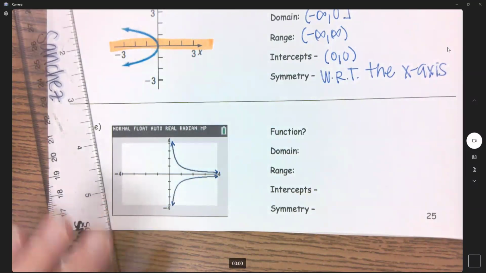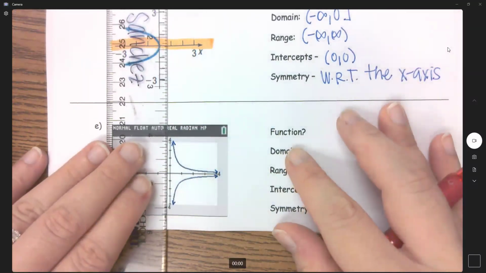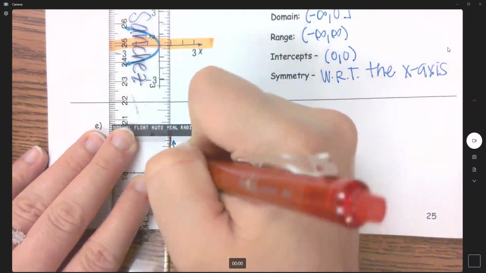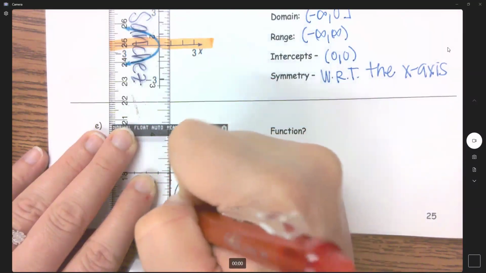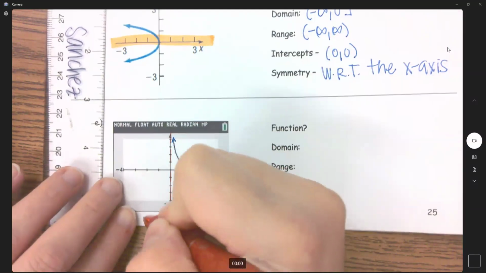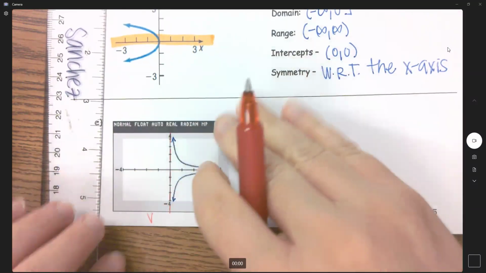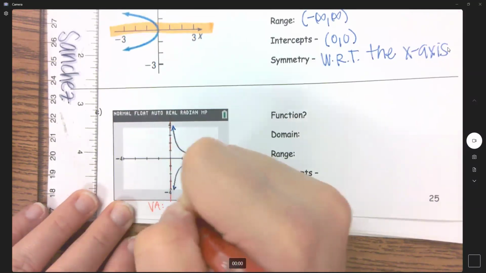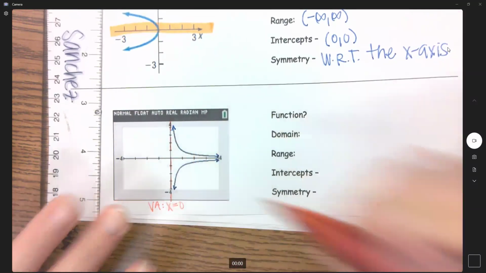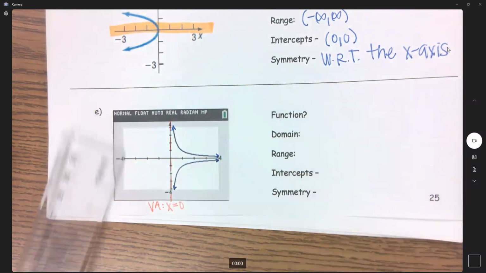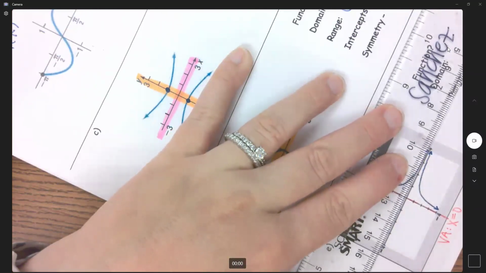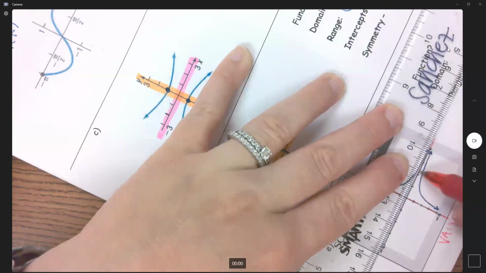And we have something called horizontal and vertical asymptotes. So here I have a vertical asymptote, which I'm going to represent by VA. Vertical asymptote at x equals 0. And then we have a horizontal asymptote on that x-axis.